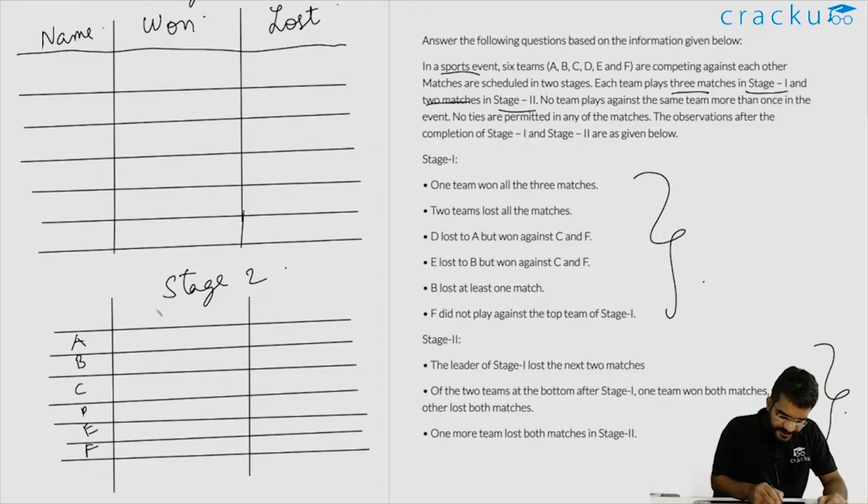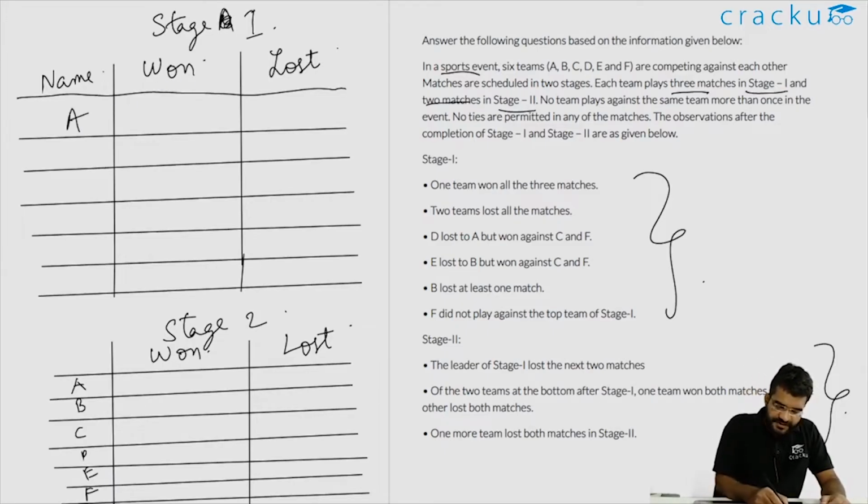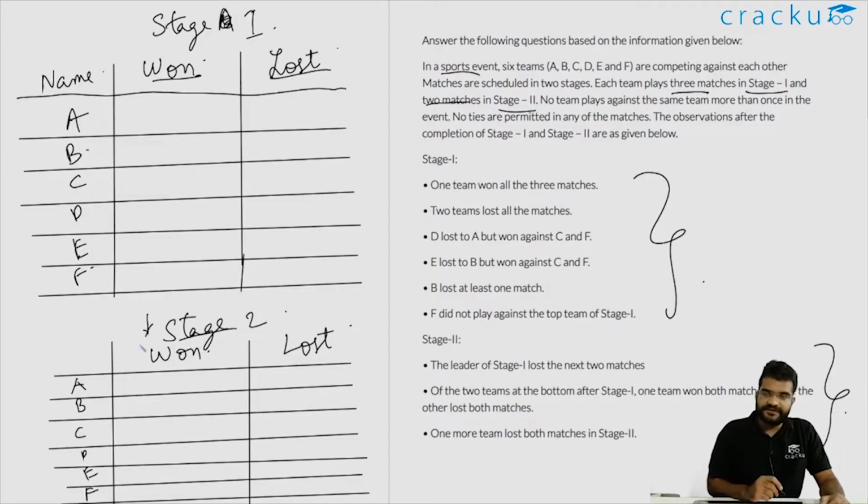Now this is the name of the team, this is who they won against and this is who they lost against. Because there are 3 matches played by each of the teams in the first stage, the sum of all the teams in the second column and all the teams in the last column for each of the 6 teams will be exactly 3 in the first stage. And in stage 2, the sum of all the teams in the second column plus the sum of all the teams in the last column will be 2 for all the teams, because the number of matches they have played in the second stage is 2.